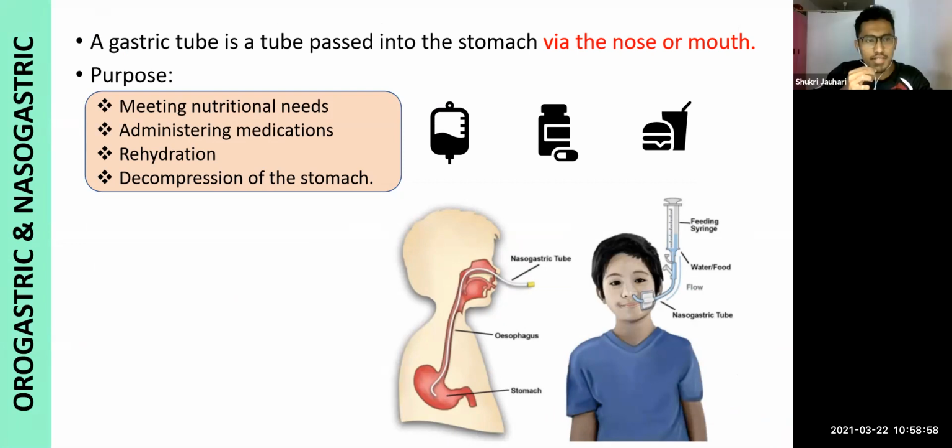Okay. So, what is the purpose of orogastric and nasogastric tubes? Basically, we want to give nutritional needs to the patient. The second one is we want to administer medication, we want to rehydrate them, and also for the purpose of decompression of the stomach. So as you can see, the picture of the orogastric tube.